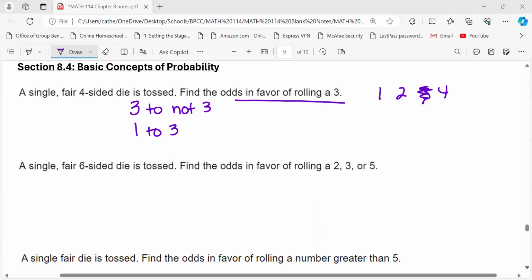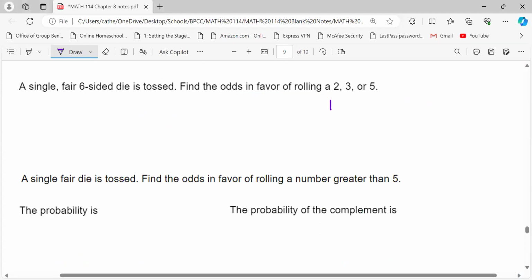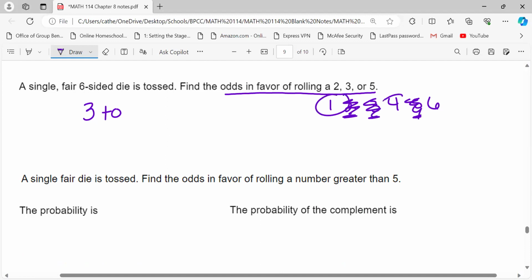Our next one is a 6-sided die. So that means you can roll a 1, 2, 3, 4, 5, or 6. We need to find the odds in favor of rolling a 2, 3, or 5. Okay, so 2, 3, or 5. That's 3 possible outcomes. So that's a ratio of the outcomes we want to the ones we don't want. So we don't want a 1, 4, and 6. Okay, that's 3 to 3.